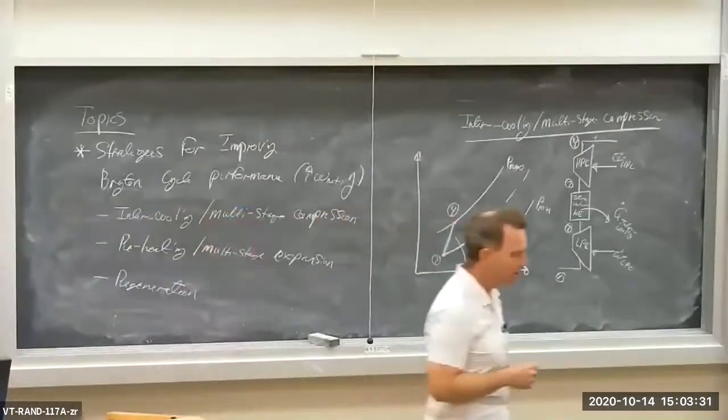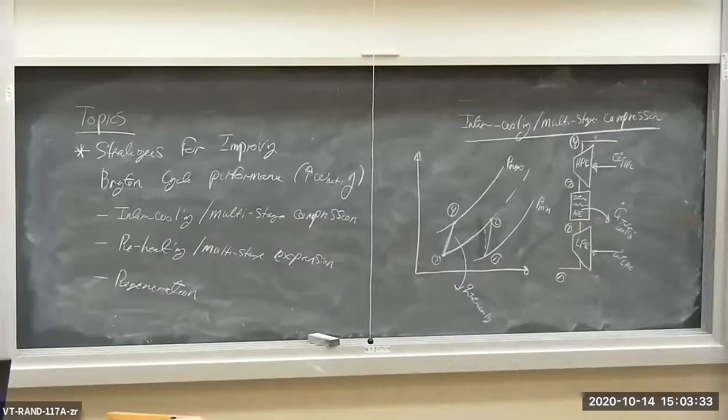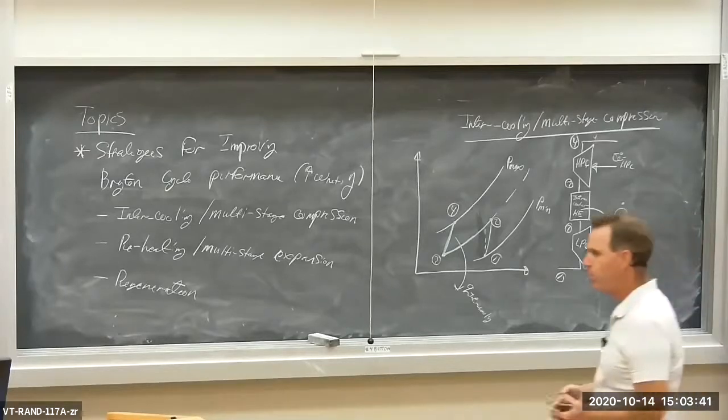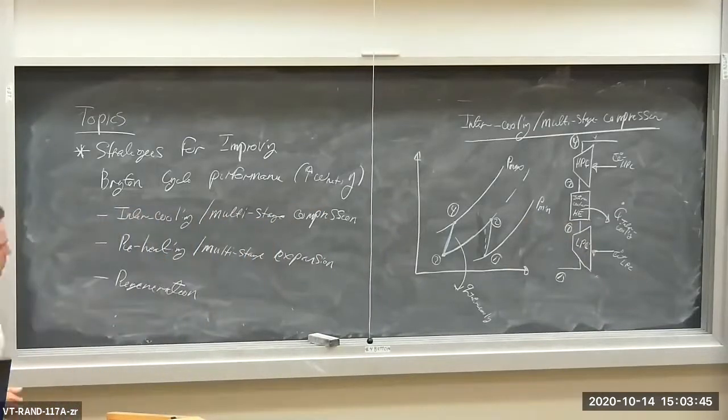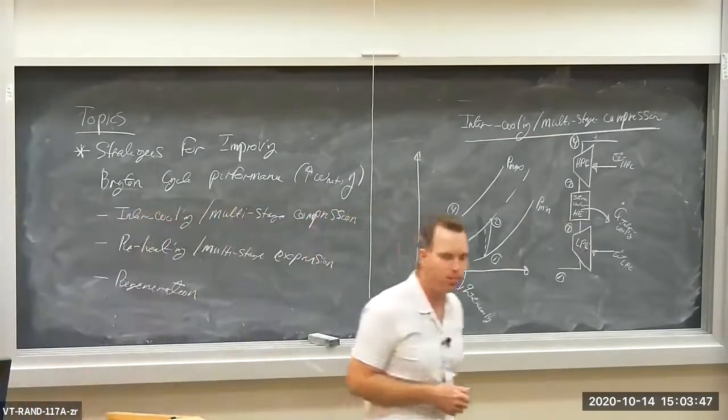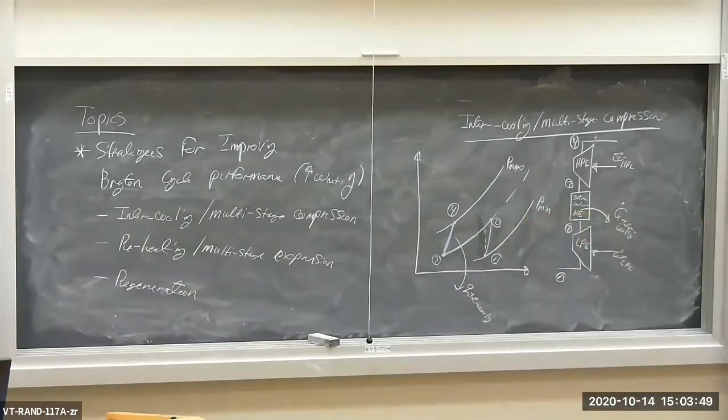Okay, let's move on from the basic Brayton cycle, ideal or otherwise. The ideal Brayton cycle has a reversible compressor and turbine. Let's move beyond this typical Brayton cycle and look at strategies for improving the output, net power, specific work, as well as efficiency for a gas turbine.